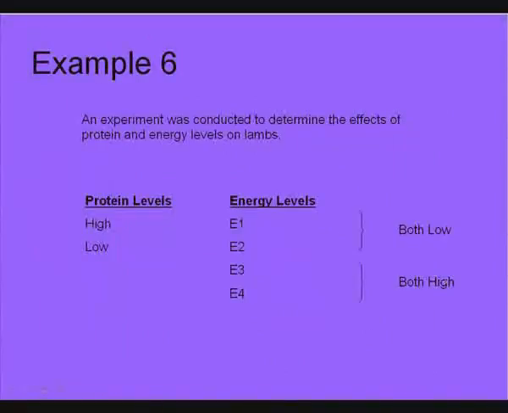Here's another example. This experiment was conducted to determine the effects of protein and energy levels on the growth rate of lambs. And so there were 2 levels of protein, high and low, and there are 4 levels of energy, labeled here as E1, E2, E3, E4. And the E1 and 2 were not the same, but they were both lower than the E3 and E4, and E3 and E4 weren't the same, but they were both high.